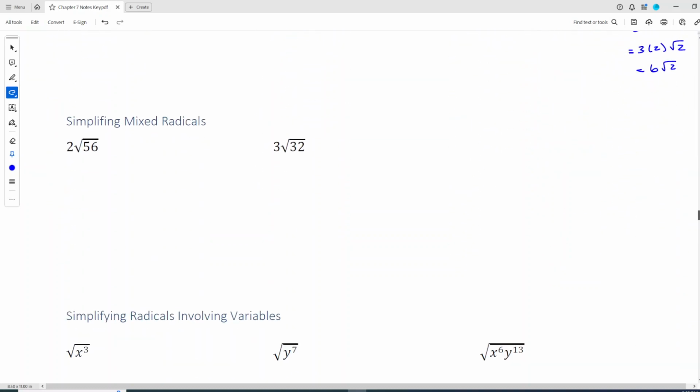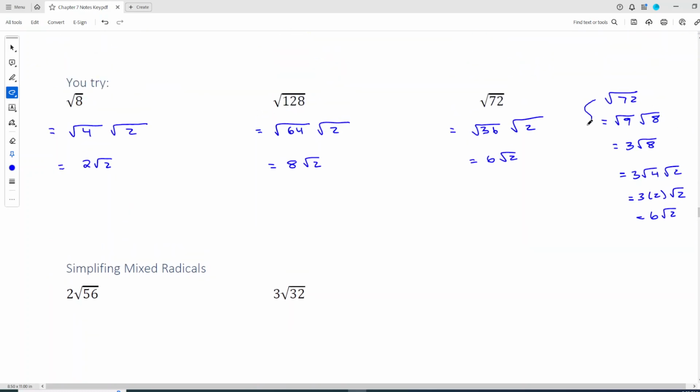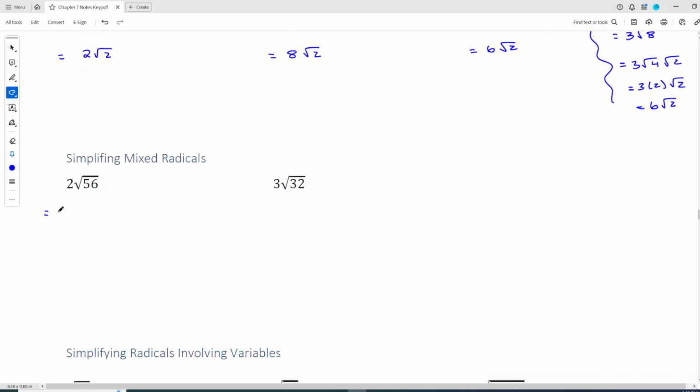All right. The next thing we're going to look at is simplifying mixed radicals, which if you're someone who's done it this way, you've already done mixed radicals. All I want to show you is that the 2 stays out front. You're going to write this radical as a product of two radicals. And again, you're finding the highest perfect square that goes into 56.